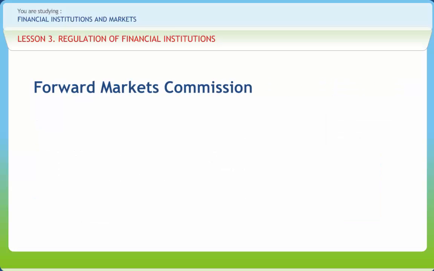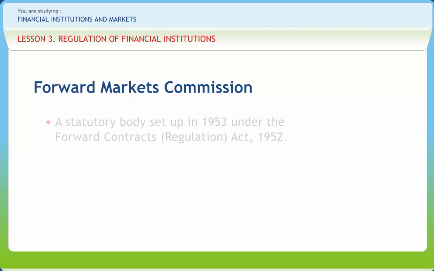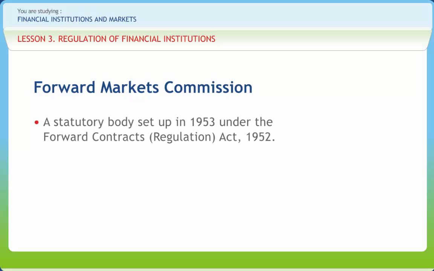Forward Markets Commission is a regulatory authority which is overseen by the Ministry of Consumer Affairs, Food and Public Distribution, Government of India. It is a statutory body set up in 1953 under the Forward Contracts Regulation Act 1952. The Act provides that the Commission shall consist of not less than 2 but not exceeding 4 members appointed by the central government, out of them being nominated by the central government to be the chairman thereof.